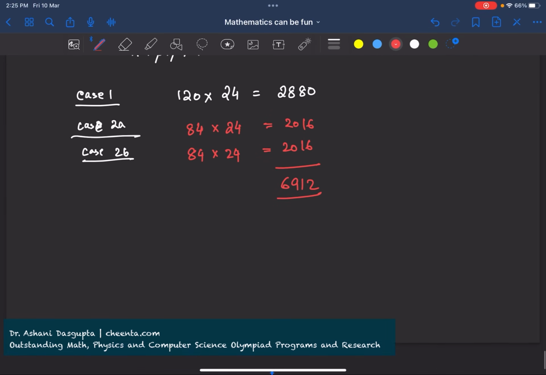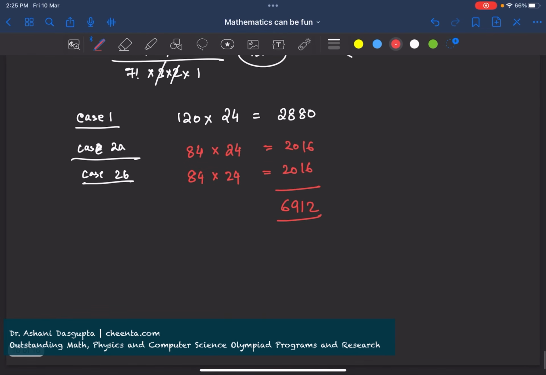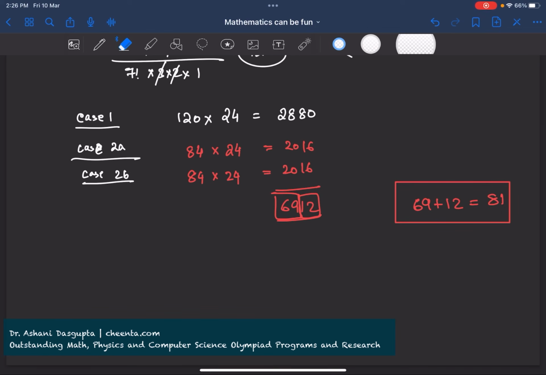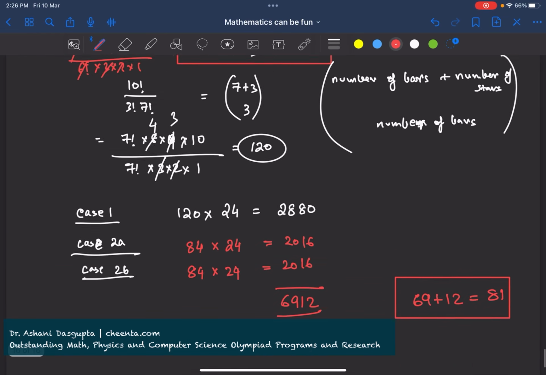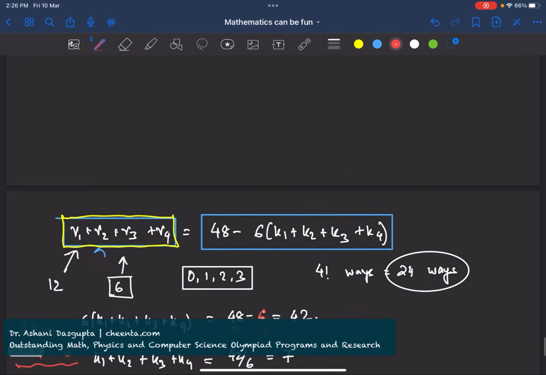So the final answer is actually the sum of these two portions, because they wanted it in integer values. So 69 plus 12, that's 81. So this part is not that important. What's important is that there are 6912 cases in total. That many number of ways to distribute these balls into these boxes.